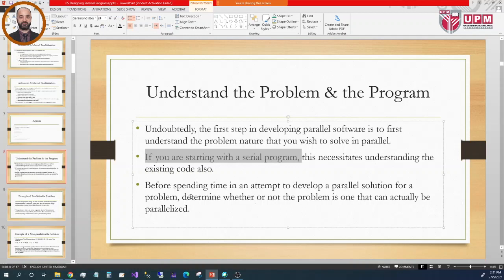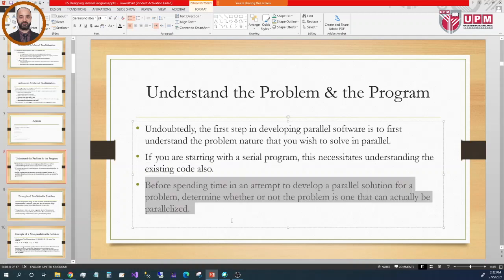Okay, so before spending time in an attempt to develop a parallel solution for a problem, determine whether or not the problem is one that can actually be parallelized. This is to summarize, actually. This is what I was telling you from the beginning. So before you spend your time to solve a problem in parallel, just make sure that the problem can be parallelized. If not, don't waste your time.